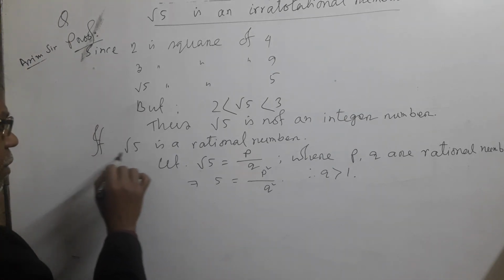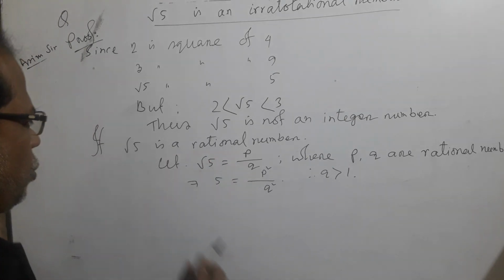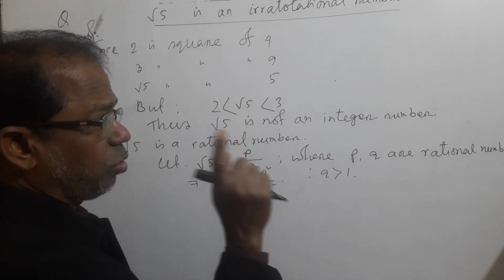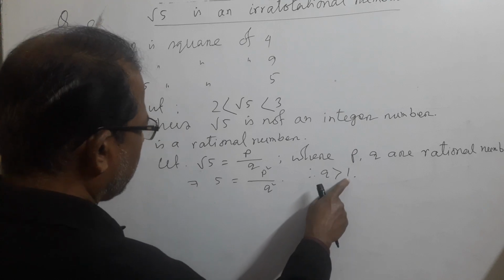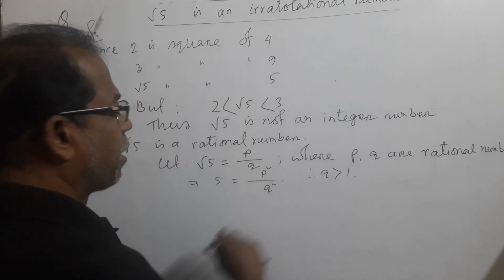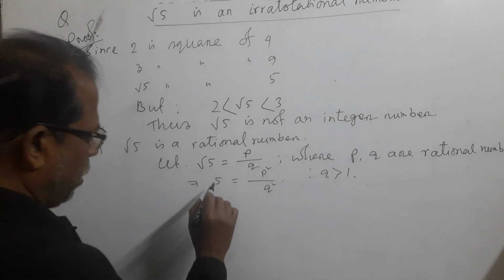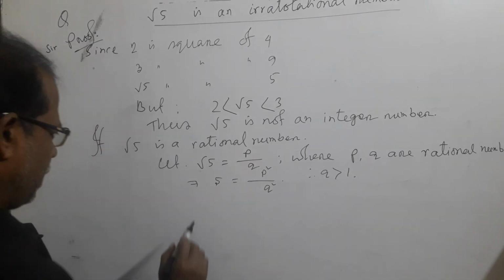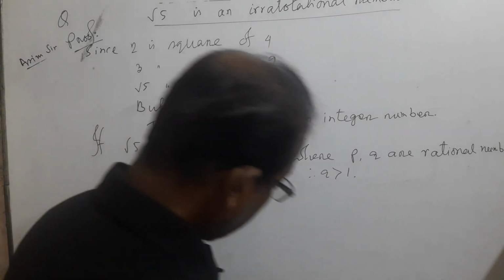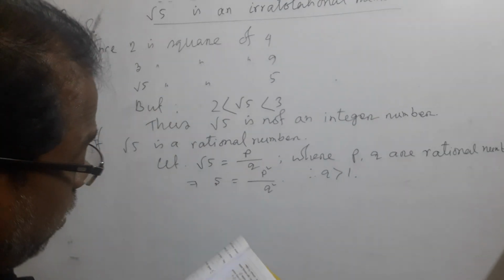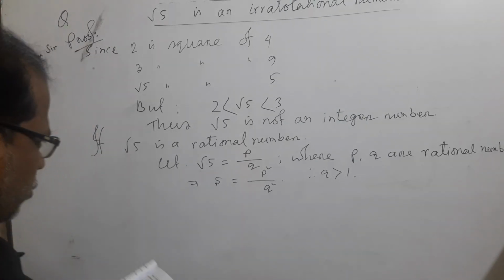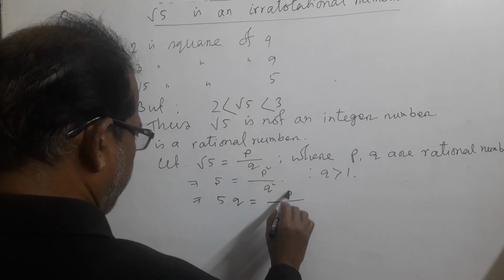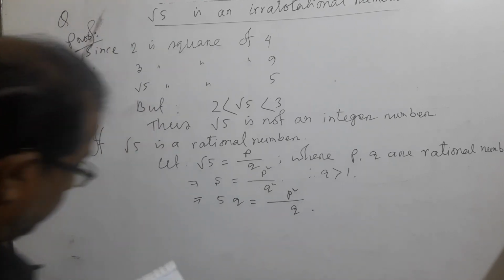Then, if root 5 is a rational number, let root 5 equal p divided by q, where q is not equal to 1. Obviously q is greater than 1. So if root 5 equals p over q, then squaring, 5 equals p square divided by q square. That's why 5q equals p square divided by q.